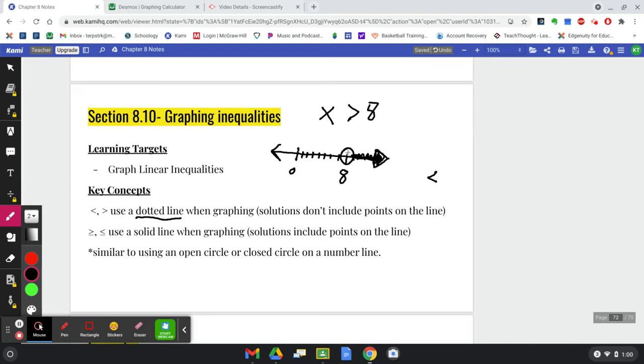Similarly to this, since it's an open circle, 8 is not a solution. It's not greater than, right? However, if it were darkened in or equal to, 8 would be a solution. And that's what we get when we use a solid line when graphing. All right, and I'll show you some examples of that.